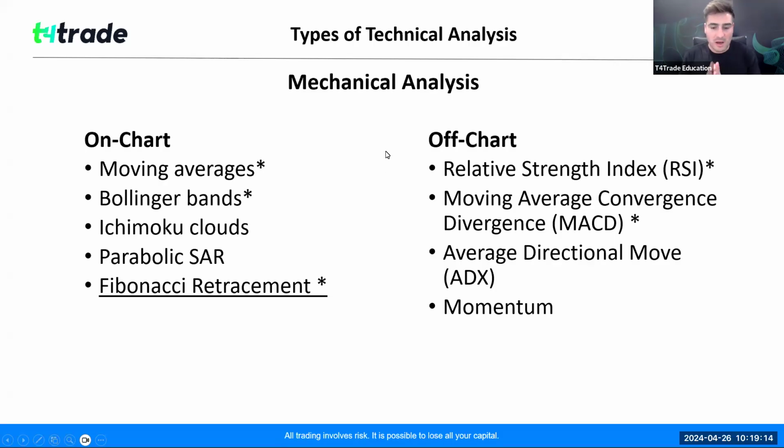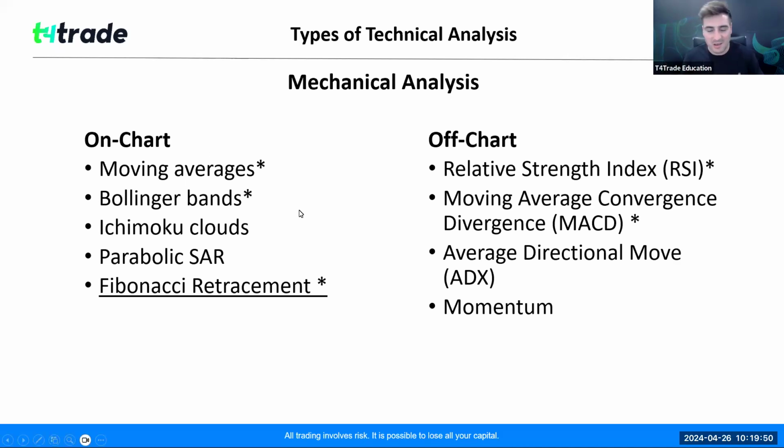So we have mentioned many times in the past that there are several types of technical analysis, different ways of classifying the indicators that fall under the technical analysis branch, if you like. So in this split, we're talking about mechanical analysis, and you have on-chart and off-chart indicators. Again, this is one simple way of comprehending what makes some indicators similar and others different.